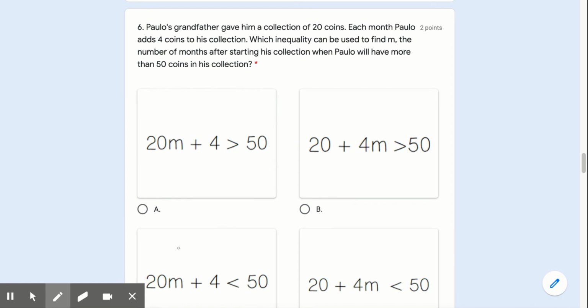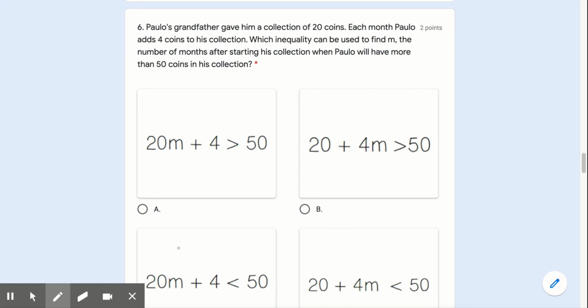Paulo's grandfather gave him a collection of 20 coins. Each month, Paulo adds 4 coins to his collection. Which inequality can be used to find m, the number of months after starting his collection, when Paulo will have more than 50 coins in his collection?